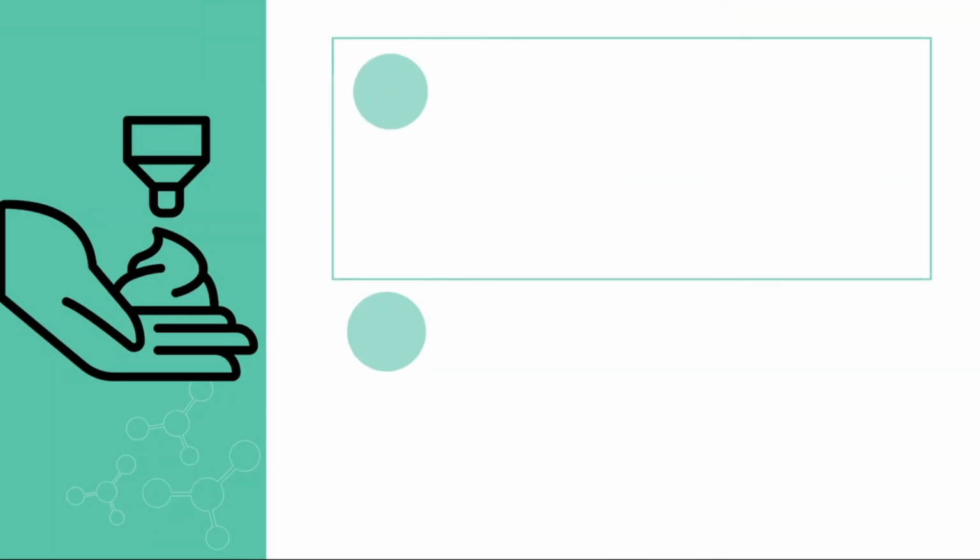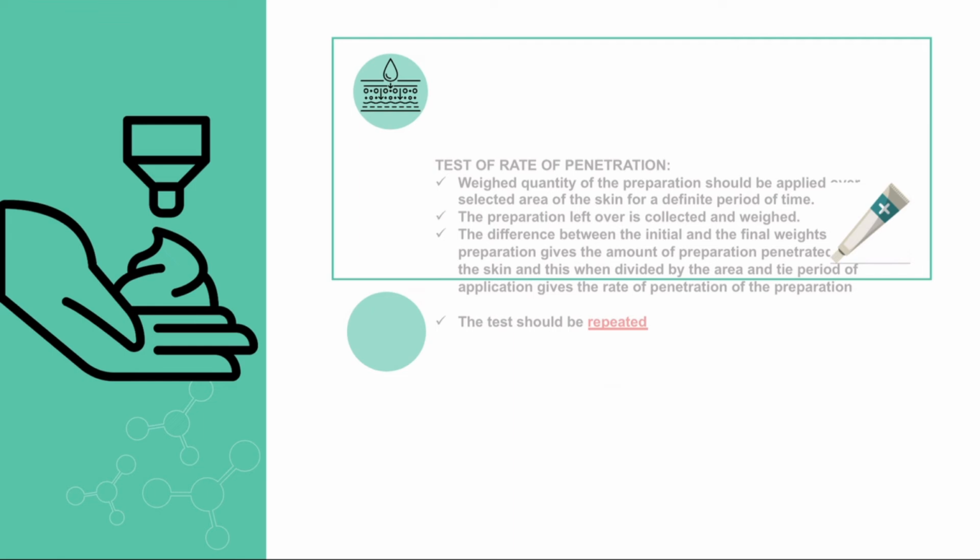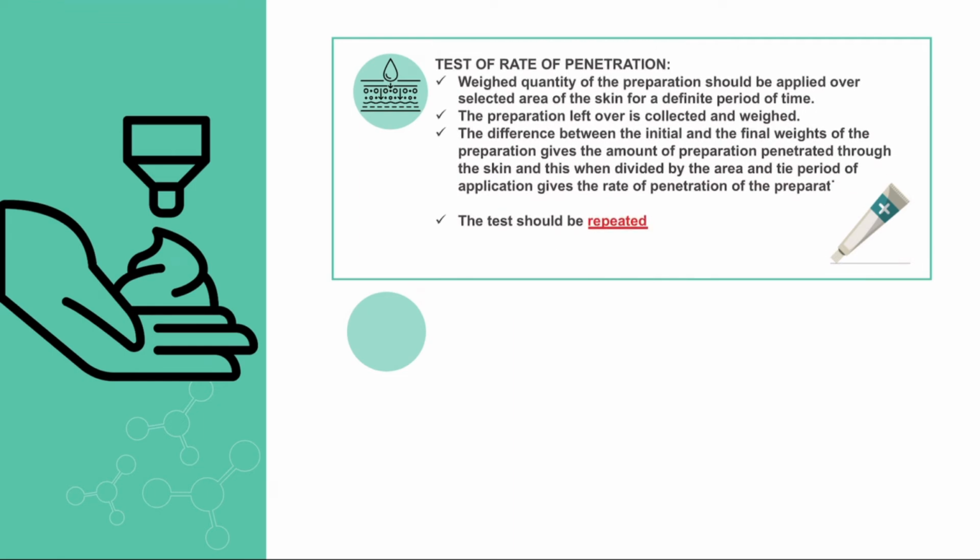After that, the test of rate of penetration. In this test, we apply a quantity of the preparation over a specific area of the skin for a period of time. Then the preparation left over is collected and weighed. Then we measure the difference between initial and final weight to evaluate the rate of penetration. This test should be repeated more than once.